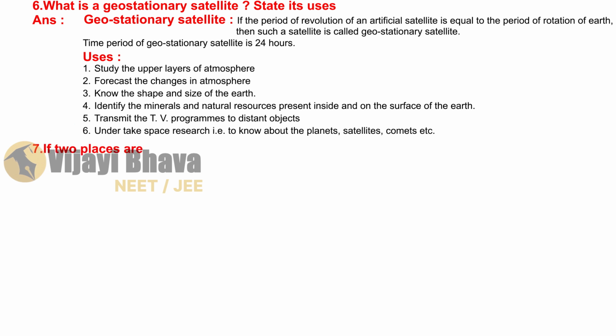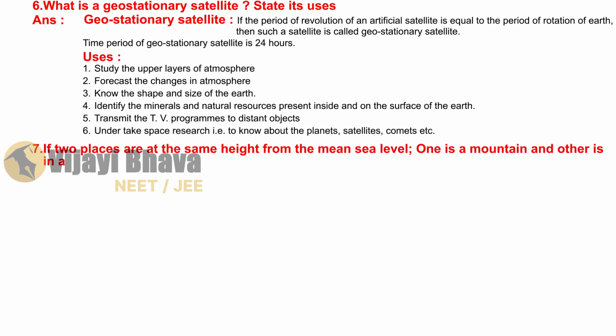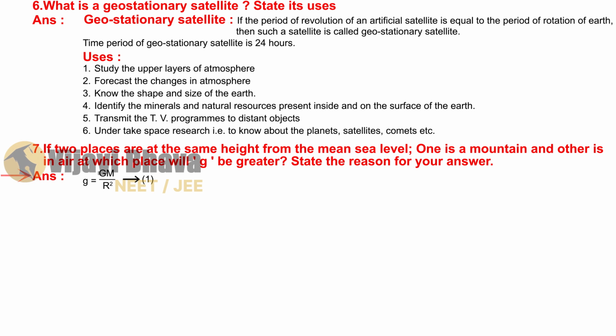If two places are at the same height from the mean sea level, one is a mountain and the other is in air, at which place will the value of g be greater? State the reason for your answer. So this is the next question in the series. From the relation between small g and capital G, we can write small g is equal to GM by r square, where small g represents acceleration due to gravity, capital G the gravitational constant, M mass, and r the distance.